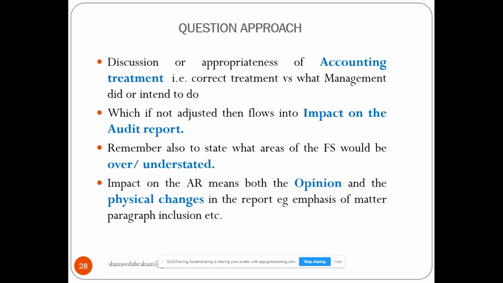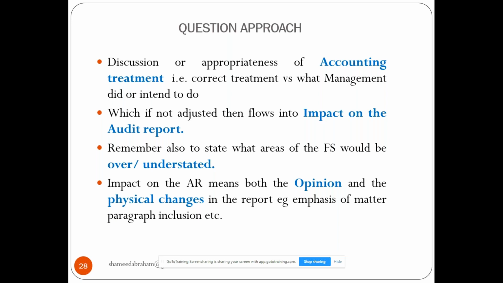In terms of questions in the F8 exam, a question on audit reports will require accounting knowledge. It requires you to know what the correct accounting treatment is. Because if something has been treated incorrectly, then it could impact on the auditor's report, because there could be an area that is over or understated, and then you will have to describe the implications on the opinion or the implications on the audit report.